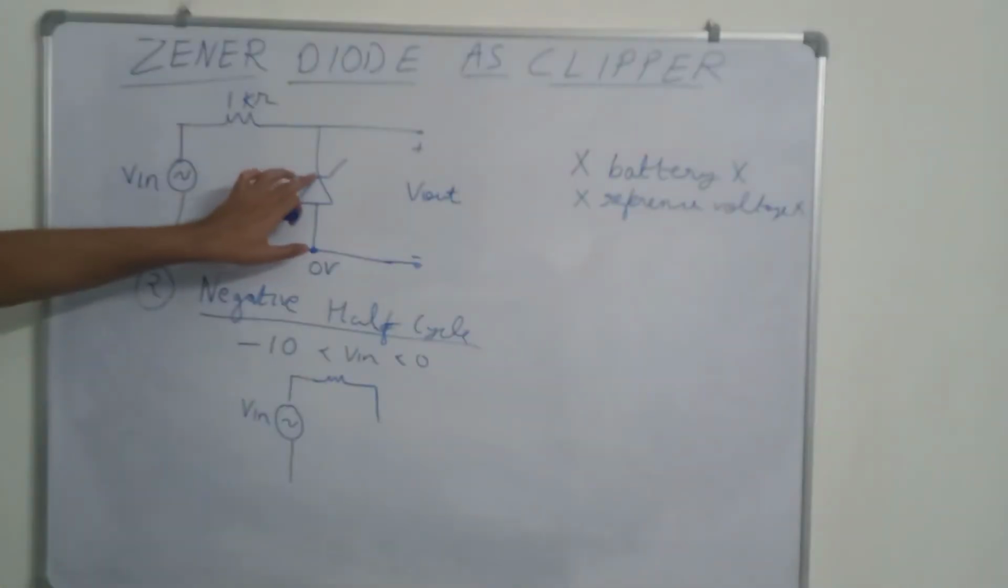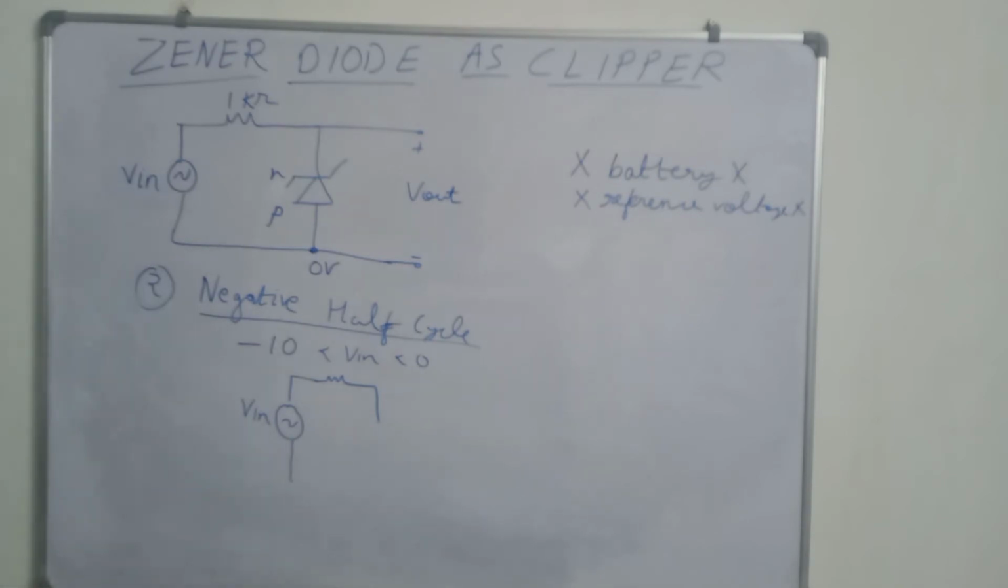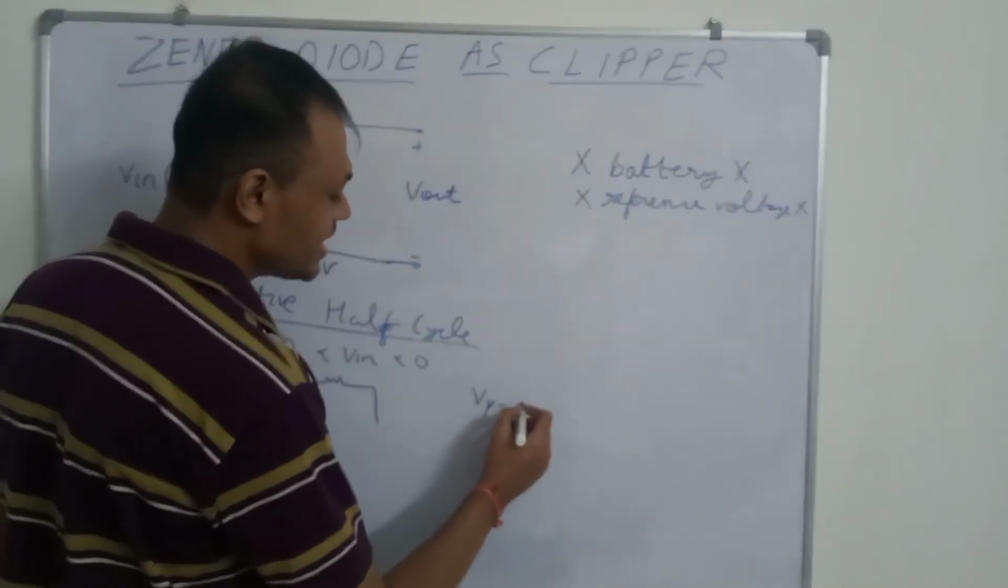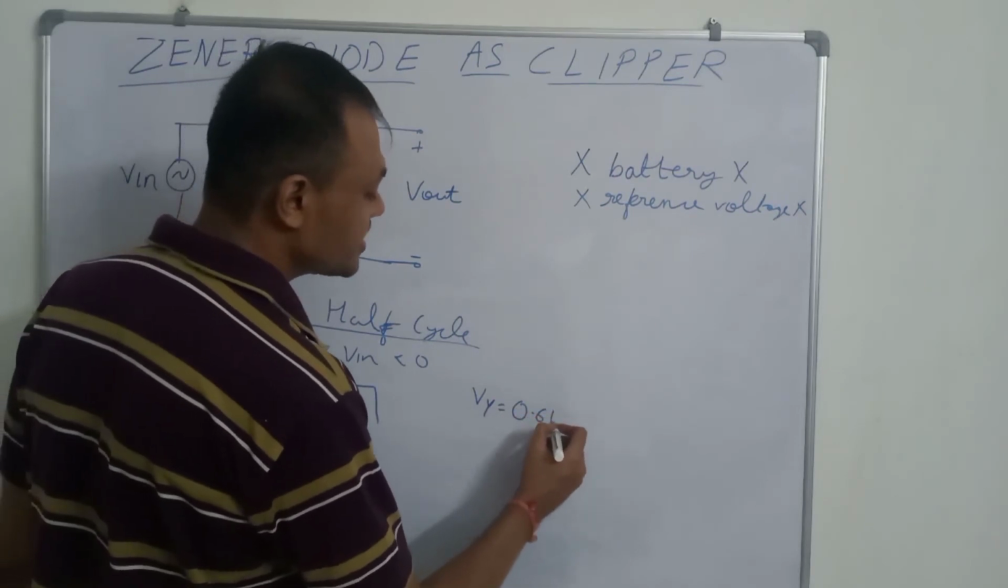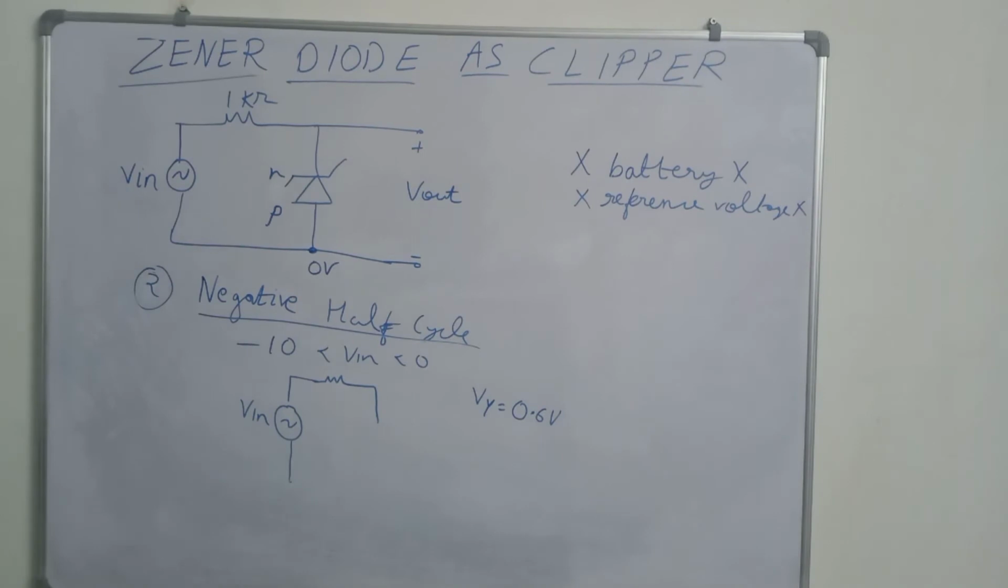Now the N terminal of the Zener diode is connected to the negative voltage and the P terminal is connected to 0 volt. So the Zener diode will be forward biased. I am taking a practical Zener diode with a cut-in voltage of 0.6 volt. An ideal diode will obviously have a cut-in voltage of 0 volt, but I am taking a Zener diode with a cut-in voltage of 0.6 volt.